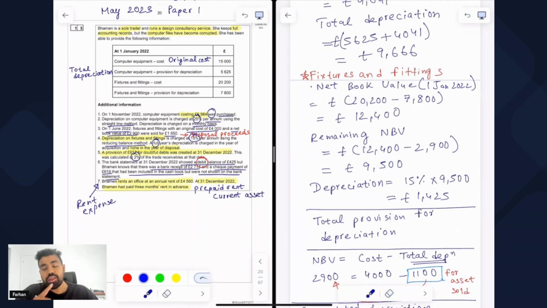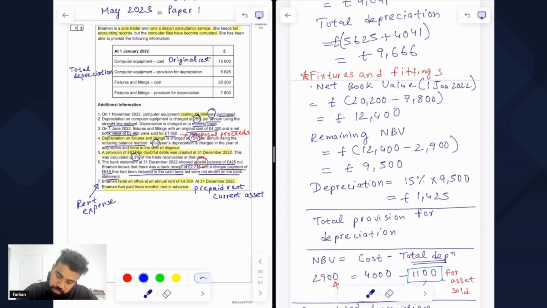Then you can calculate the depreciation expense for the year ending 31 December 2022 by simply taking the percentage that we have been provided in the question, which is 15%, as you can see here, and multiplying it with the remaining net book value of 9,500, and we get the depreciation expense of 1,425 pounds for fixtures and fittings for the year ending 31 December 2022.